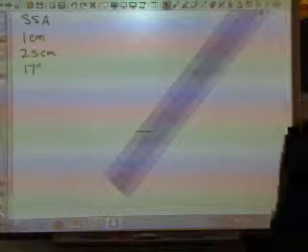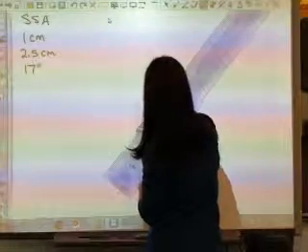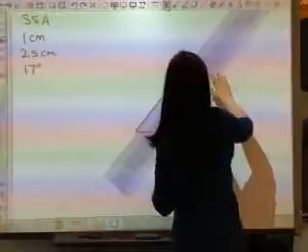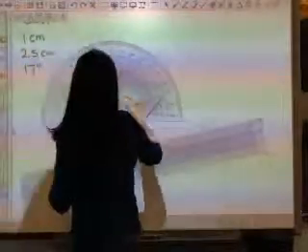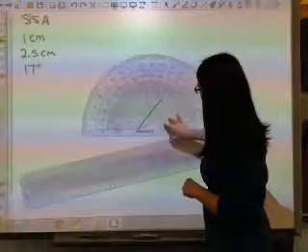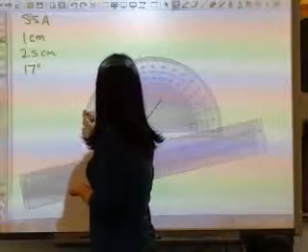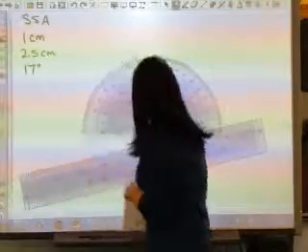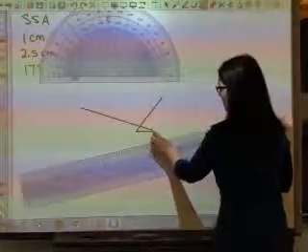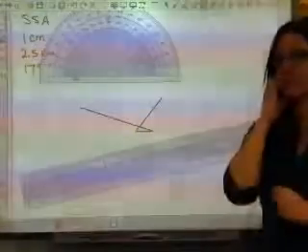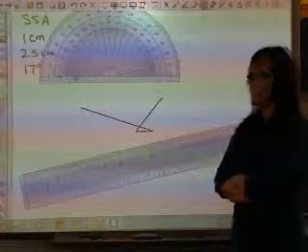So I've drawn my first line that's 1 centimeter. Now if I draw my other line that's 2.5 centimeters. And then I need my angle that is 17 degrees. And my 17-degree angle has to be here. So 17 degrees. So there's my triangle. No, it's not.